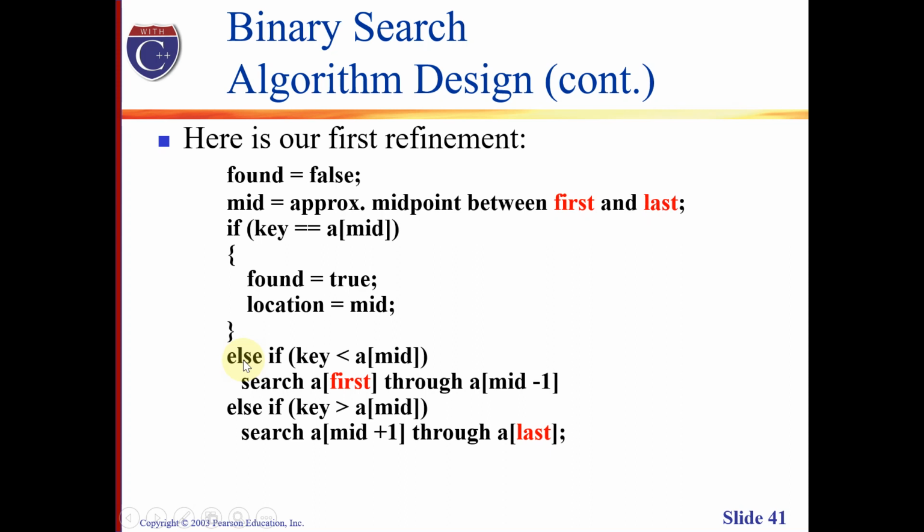Then, if the key is less than our middle element, then we will search from the first index, which is in this case 0, until the element before our mid element. Otherwise, if the key we are looking for is greater than our middle element, then we will start from the element after our middle through the last index, therefore giving us the following variable names, first and last.